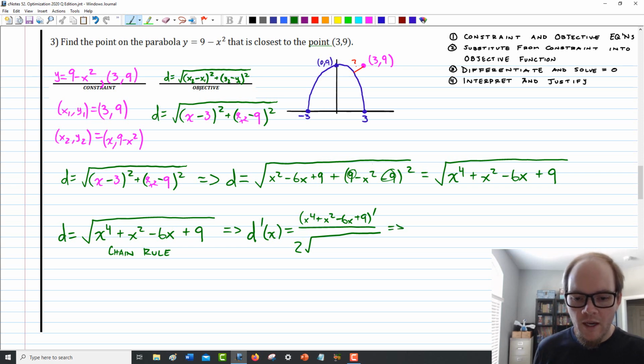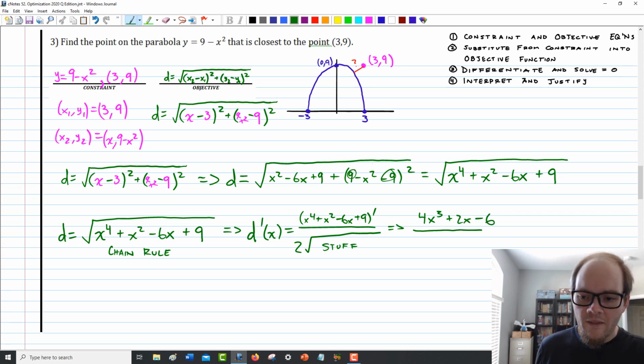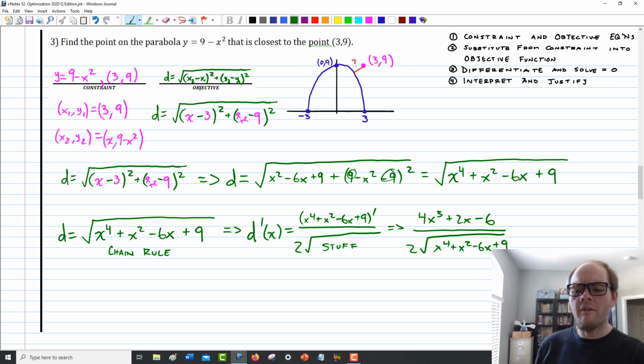When we do, notice I didn't write anything in there. I'm just going to stuff it with stuff. Our derivative is going to be, it looks like, 4x cubed plus 2x minus 6. And then down below, we'll have 2 square root of complicated things that I wish I didn't have to write, but the world says so. So there is our derivative.